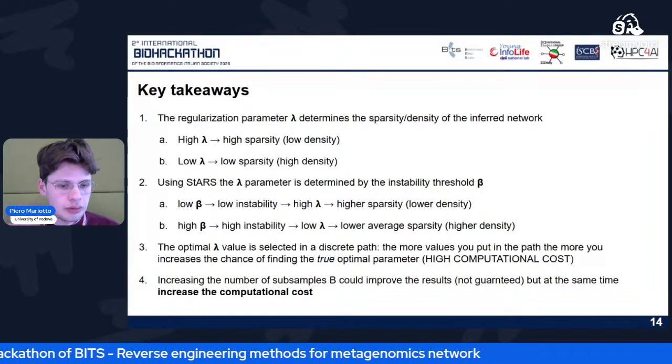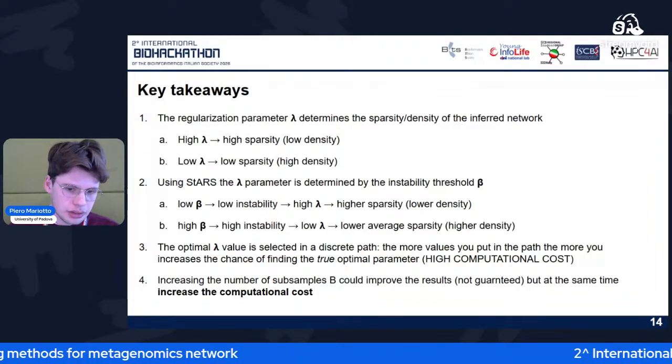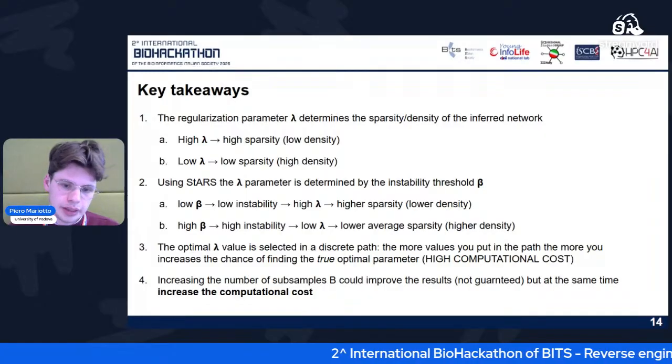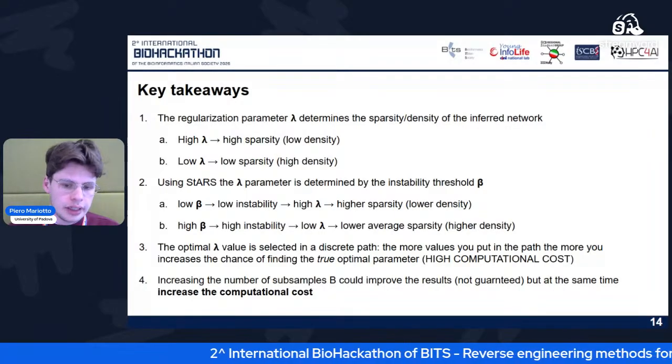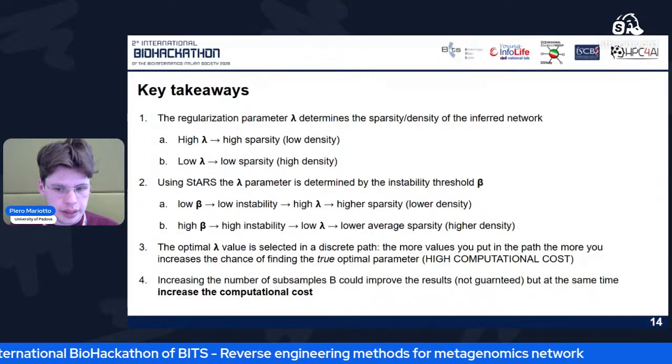Instead, if you allow for a higher beta threshold, so you allow for higher average edge instability, this will allow the estimation to select a lower value of lambda, which will in turn result in a lower sparsity and in a more dense network.